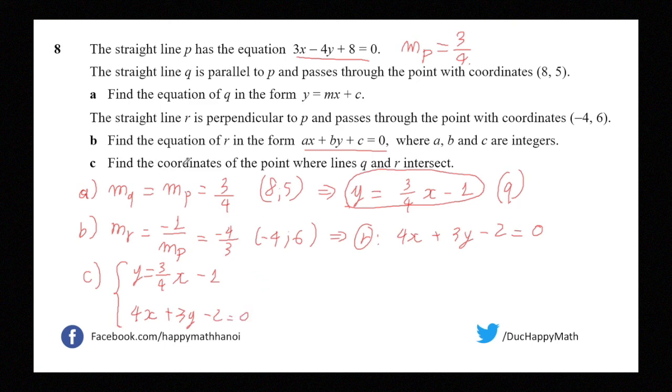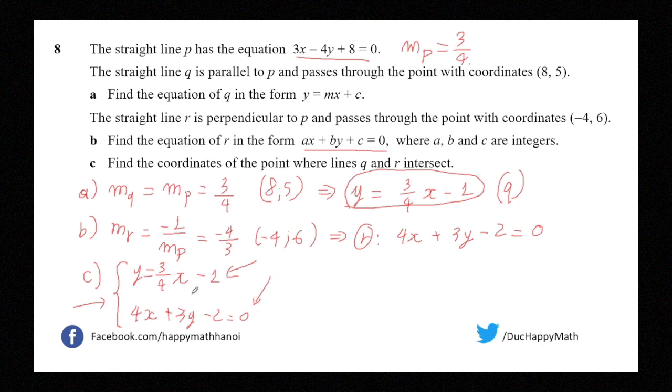It means when you want to find the coordinate of the point where line Q and line R intersect, you have to find the coordinate of the intersection point. The coordinate of the intersection point is the solution of this system of equations. This means you have to find both x and y that satisfy both of these lines.